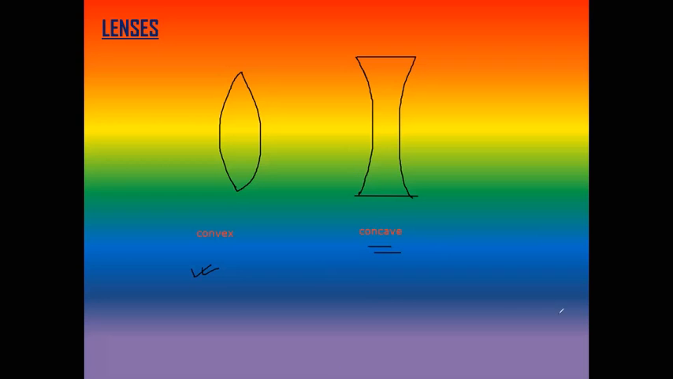So for example, how do these lenses work, or what happens to the light when it passes through these lenses? Take a convex lens. You will use the concept of refraction. Both convex and concave lenses are made up of glass, but the difference is that the convex lens is thicker at the center and thinner near the edges. So it refracts the light.